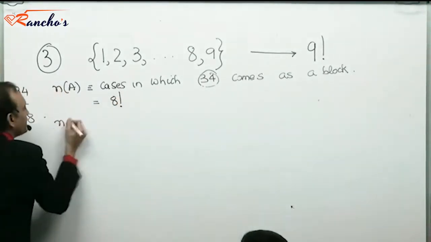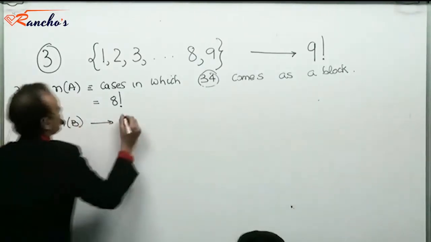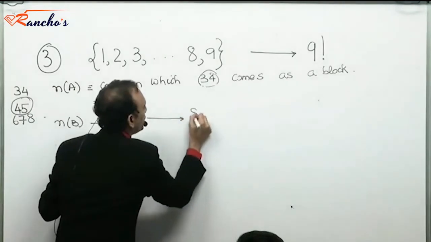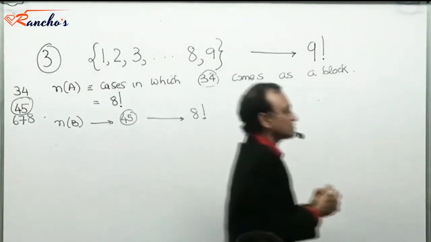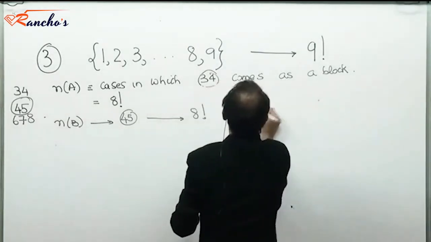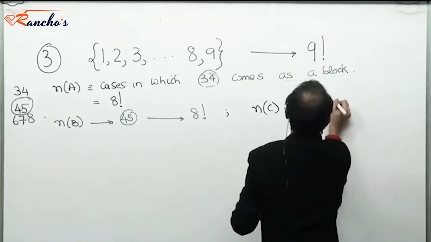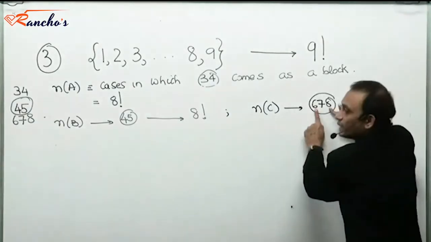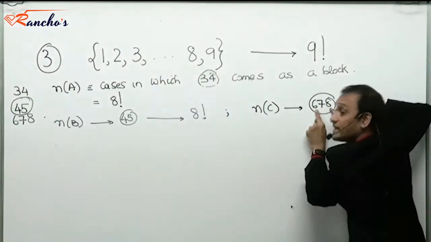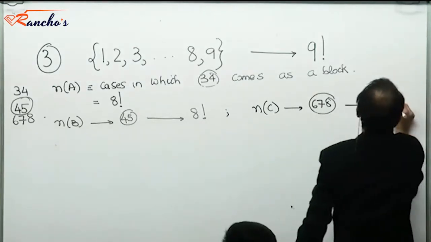NB is cases in which 4, 5 comes as a block. 4, 5 comes as a block in 8 factorial ways. NC means cases in which 6, 7, 8 comes as a block. So these are 6 entities and 1 entity, 7 entities. So that happens in 7 factorial ways.